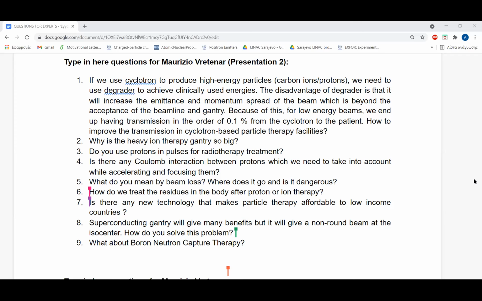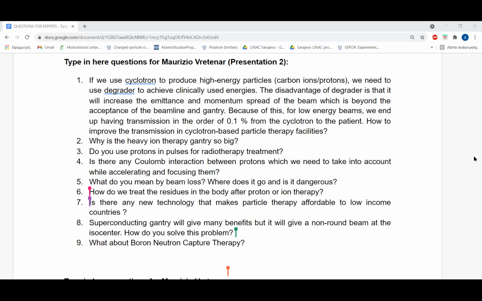Do you use protons in pulses for your therapy treatment? Yes, protons always come in pulses, in bunches, and the bunches are grouped in trains of bunches in pulses. And you can usually change the length of the pulse. It's an easy way to modulate the intensity of the beam.